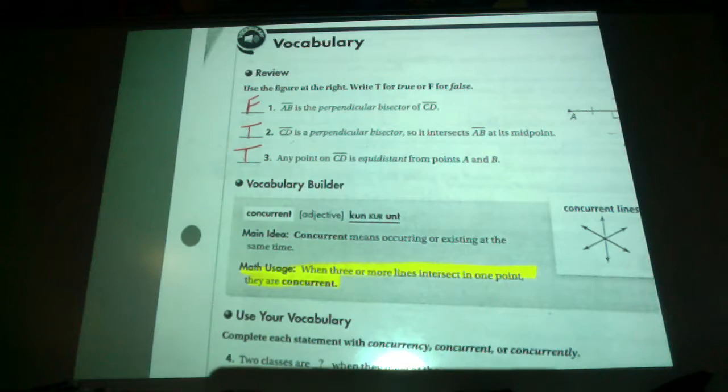All right, so the math usage for concurrence, this is just an increase in your vocabulary. You can use this in English class. When 3 or more lines intersect in one point, they are concurrent. When 3, it has to be 3, not 2. When 3 or more lines intersect in one point, they are concurrent. So you have a picture to the right of that occurring. So then let's look at 4, 5, and 6. You're going to use concurrency, concurrent, or concurrently in those sentences. So put the correct word in the sentence.